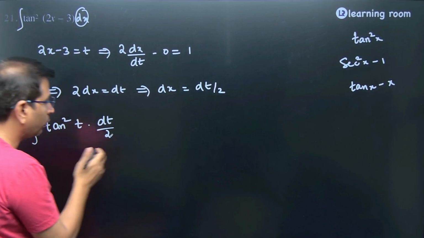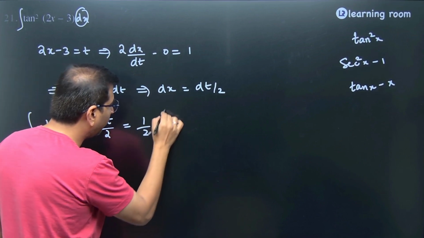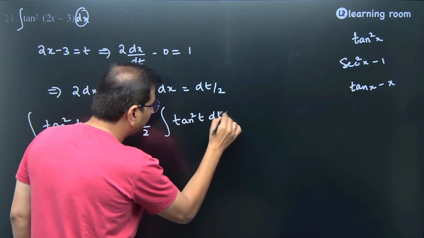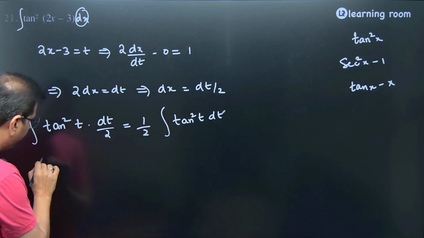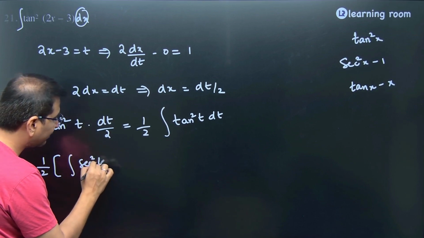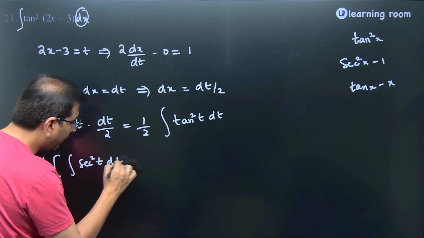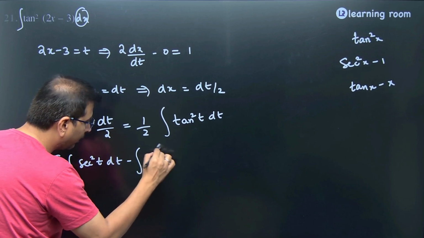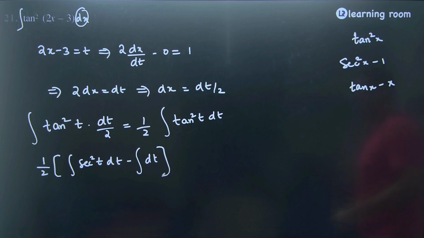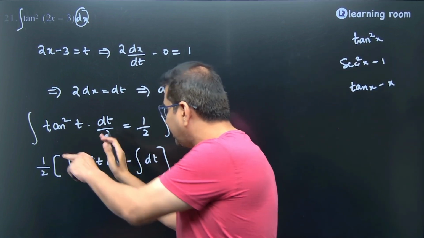So, take the 2 outside. So, you will have half of integral of tan square t dt. Now, take that idea and put it here. So, half of integral of, you can write it as secant square t dt minus integral of dt. The reason is I wrote tan square t as secant square t minus 1, right? So, I spread the dt to each term.